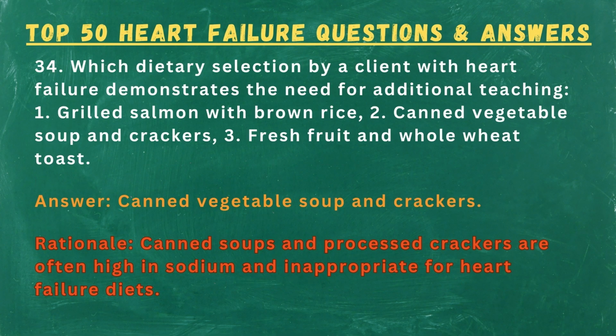34. Which dietary selection by a client with heart failure demonstrates the need for additional teaching? 1. Grilled salmon with brown rice. 2. Canned vegetable soup and crackers. 3. Fresh fruit and whole wheat toast. Answer: canned vegetable soup and crackers. Rationale: canned soups and processed crackers are often high in sodium and inappropriate for heart failure diets.